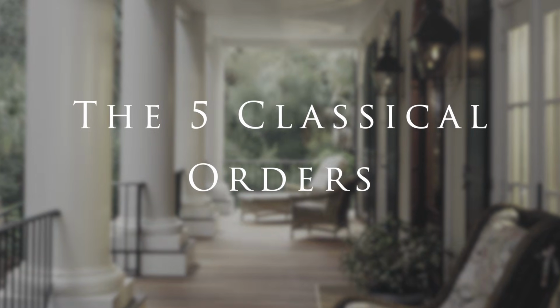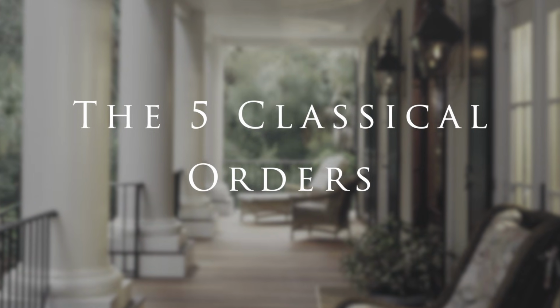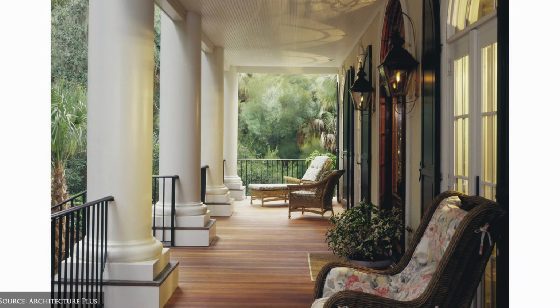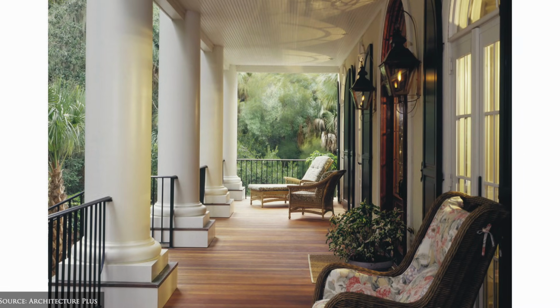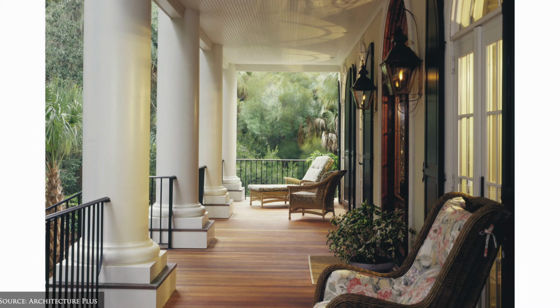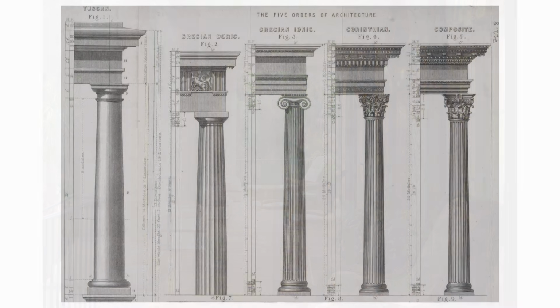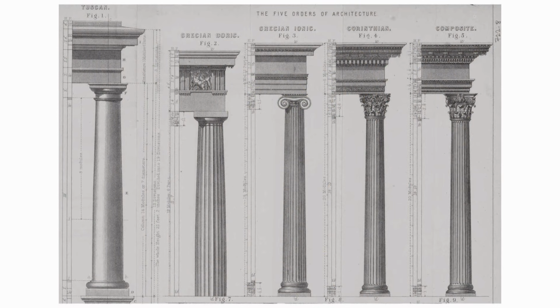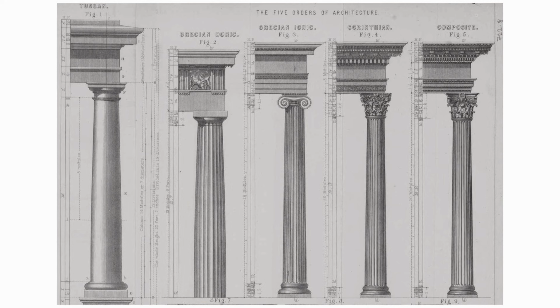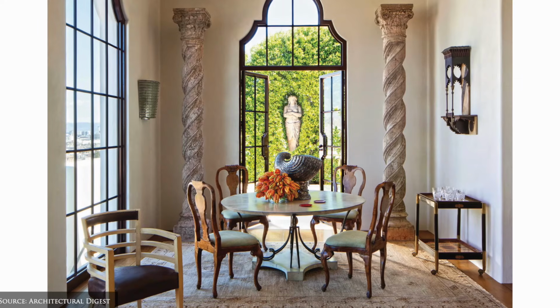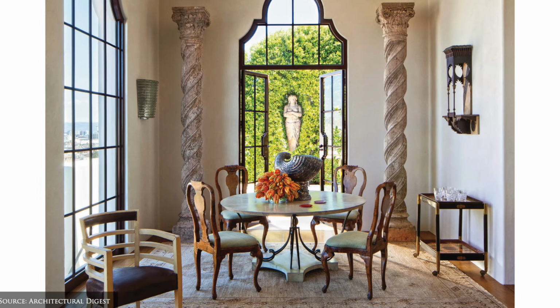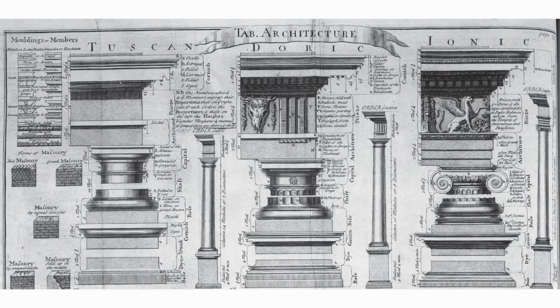The 5 classical orders. What are the 5 orders? According to John Summerson, an order is the column and superstructure unit of a temple colonnade. It refers to styles of neoclassical architecture that are defined by the column and entablature they use as a basic unit.